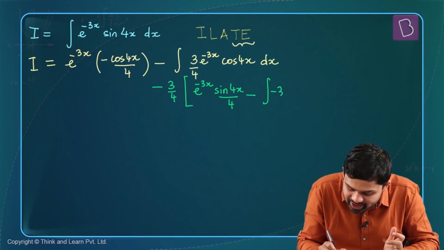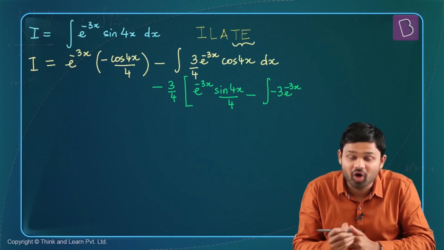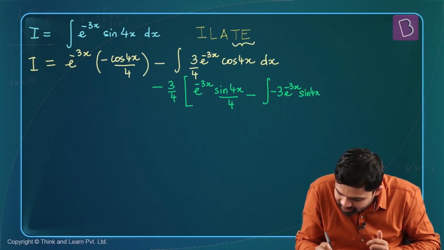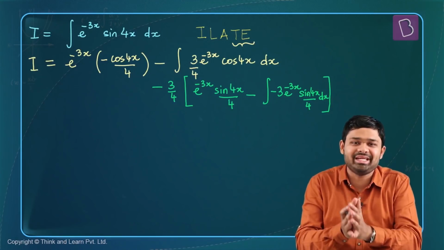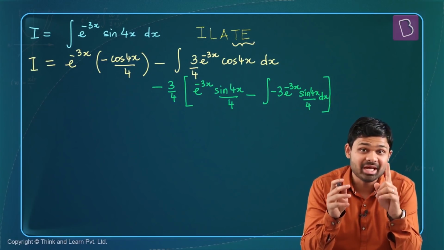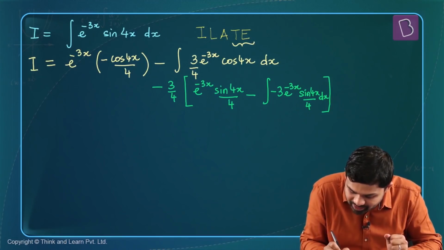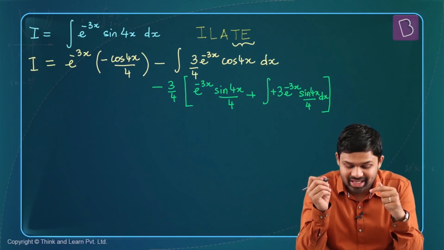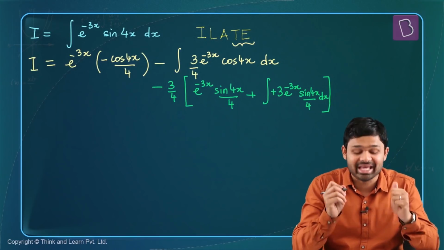That's going to give me a minus 3 e raised to minus 3x. And then the integral of the second function, which is nothing but sine 4x divided by 4, and that is a dx here. So now you see how this is going to be. You will always end up with an integral whatever happens, but there's a catch. Now if I take this negative 3 over 4, this becomes a positive here, and e raised to minus 3x sine 4x dx has to be integrated, and that is nothing but I itself.